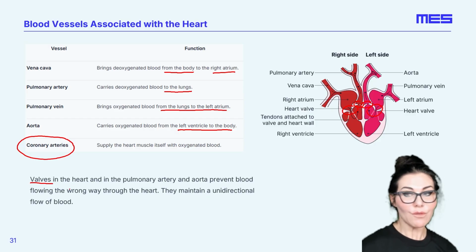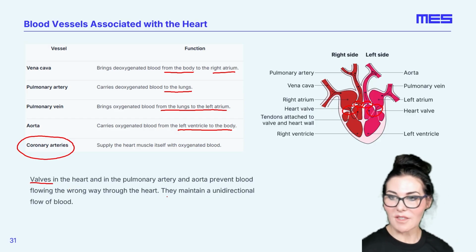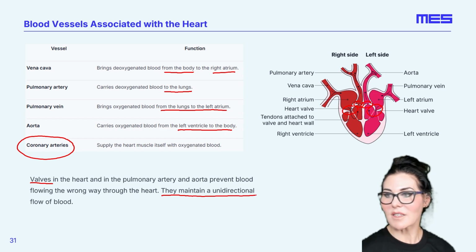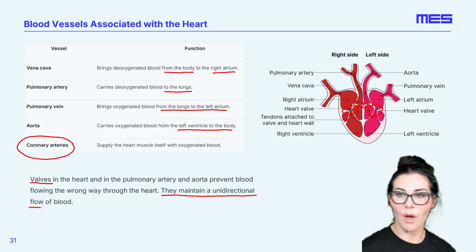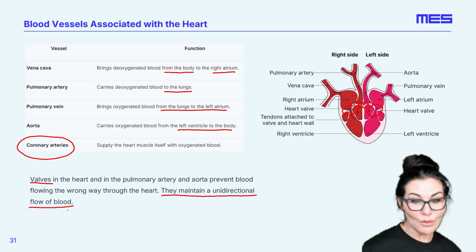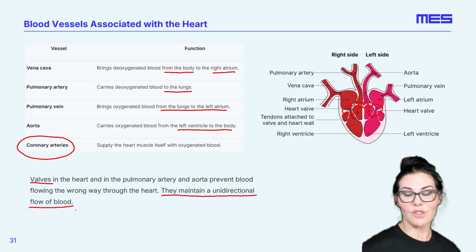So if you're asked what the valves are for, this is your exam answer. They maintain a unidirectional flow of blood by closing. They close in order to ensure that that happens.